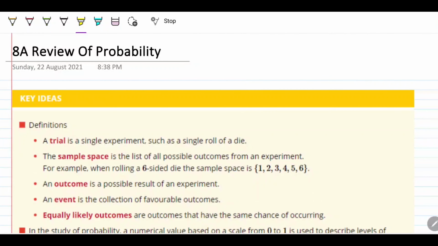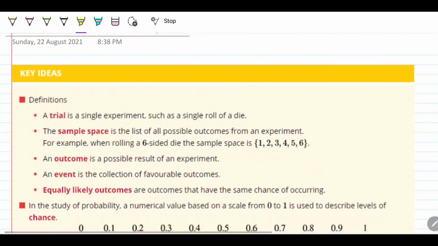In this video, I want to introduce Chapter 8 with probability. So we'll start off with 8a, a review of probability. Let's have a look at a few of the key ideas.